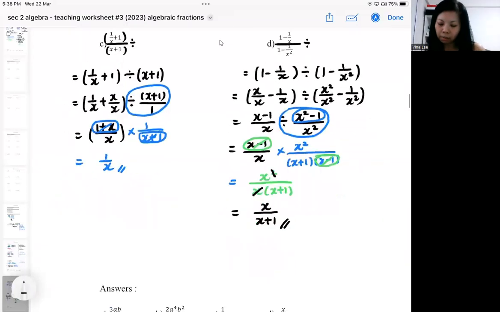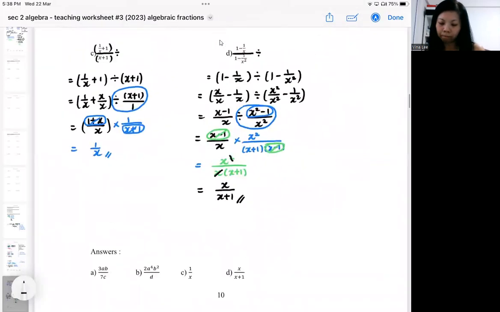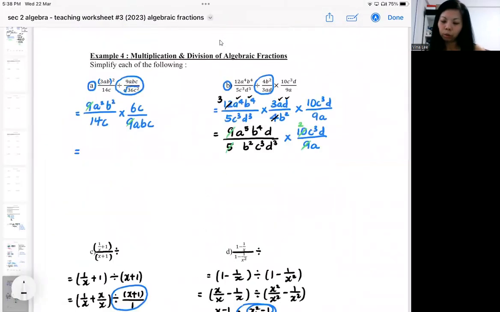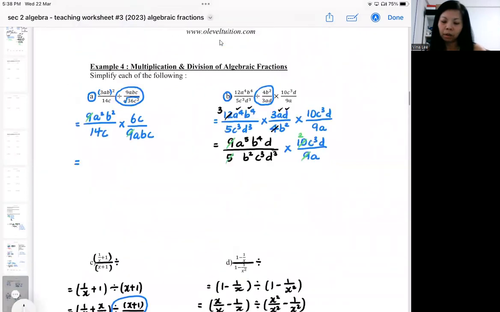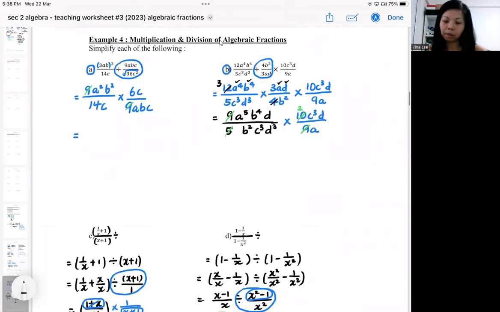Okay, so this one is the more difficult one. For the first two, you see whether you can organize yourself and get the answer. So multiplication and division eventually goes back to the basic idea of cancelling. As long as it's multiply, you can be able to cancel.